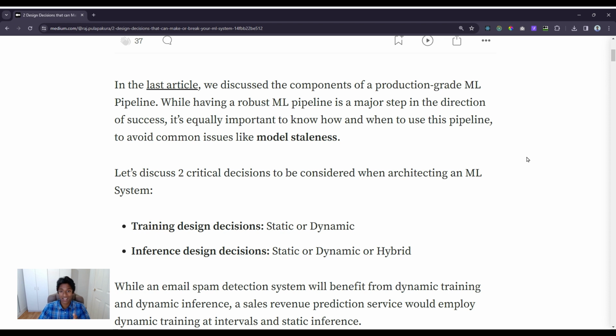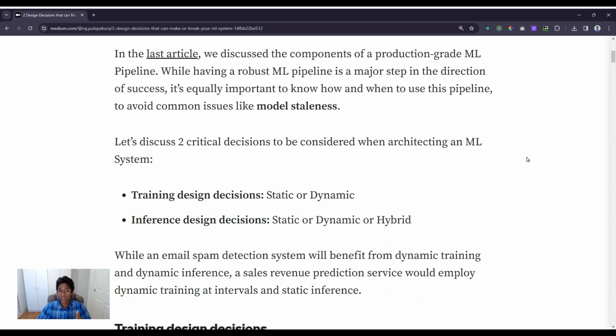As I said in the last article, we discussed the components of a production grade machine learning pipeline. While having a robust machine learning pipeline is a major step in the direction of success, it's equally important to know how and when to use this pipeline to avoid common issues like model staleness. In this article, we're going to discuss two critical decisions to be considered when architecting an ML system: training design decisions and inference design decisions.